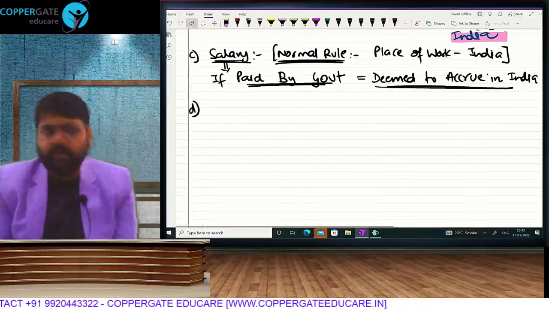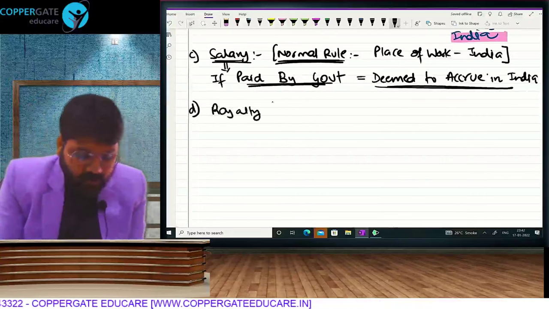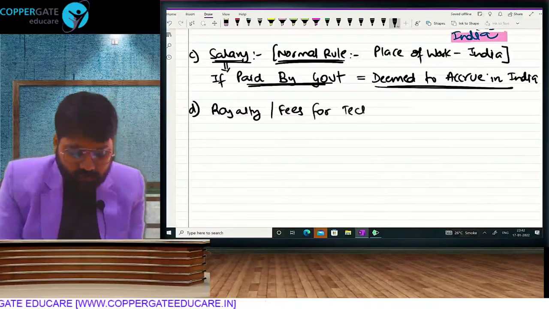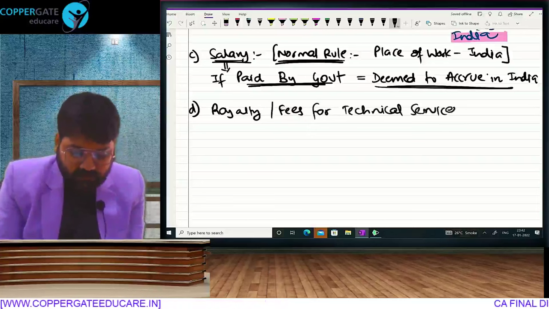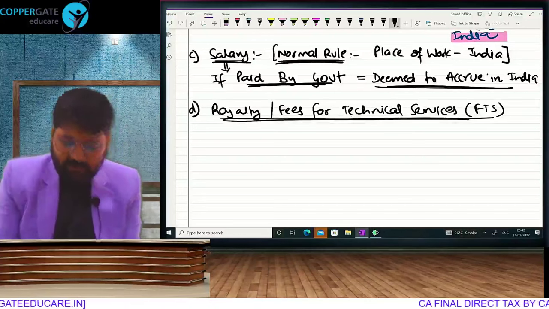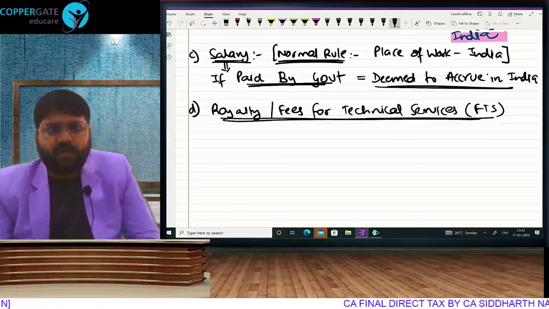Next, income. Income in the nature of royalty or fees for technical services. Very famous concept in CA final, FTS. Income in the nature of royalty or fees for technical services, FTS.